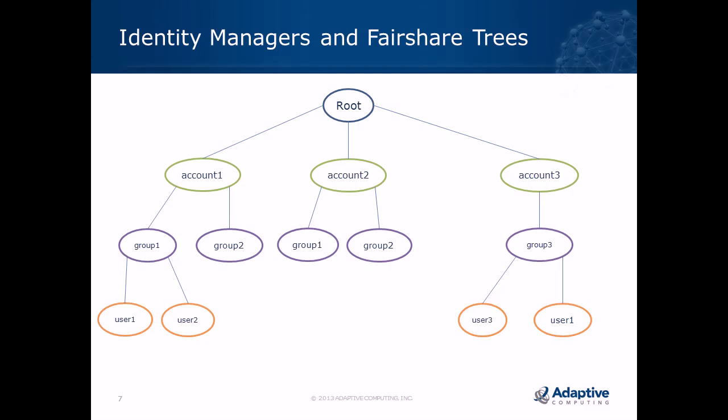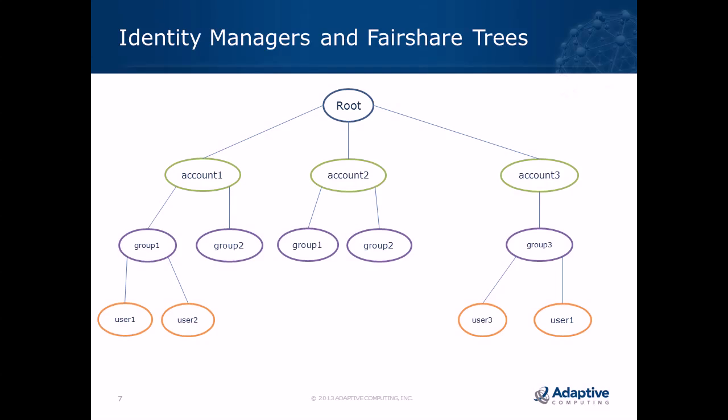So here's an example of a fairshare tree. We have the top of the tree, root, and then we basically have three accounts on the system: Account 1, Account 2, and Account 3. And then we have groups, Group 1, 2, and 3. And you can see that Group 1 and 2 are allowed in Account 1 and 2, and Group 3 is only in Account 3. And then we have three users on the system, User 1, 2, and 3. And again, User 1 is over there, and User 3, and User 1 is also in Account 3 based on the way that he submitted the job.